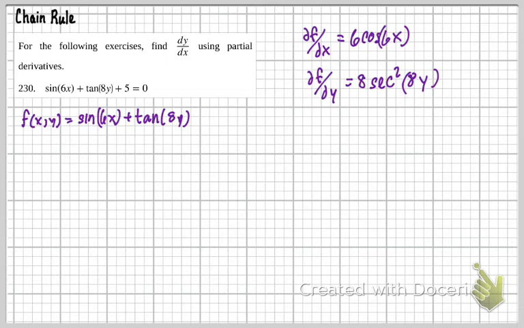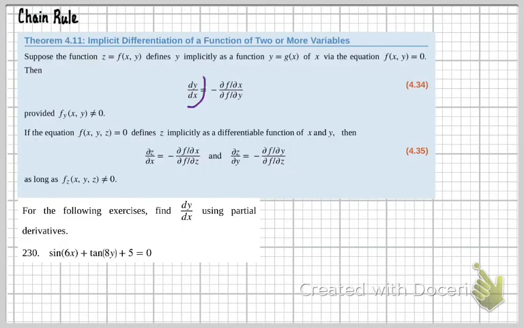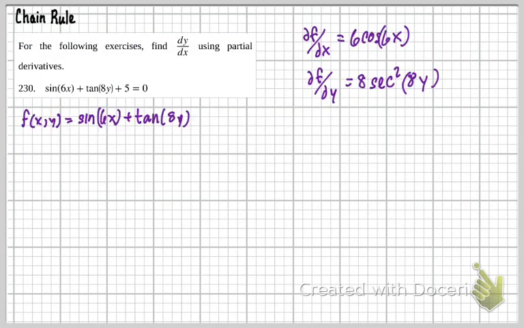So now what we're going to do is we're just going to put our formula together here. So the formula says dy dx is equal to the negative of df dx over df dy. So that's what we're going to do now. So dy dx equals negative, and then that df dx is going to be the 6 cosine of 6x. And that's going to be over the 8 secant squared 8y. Okay, so that's what we have now.